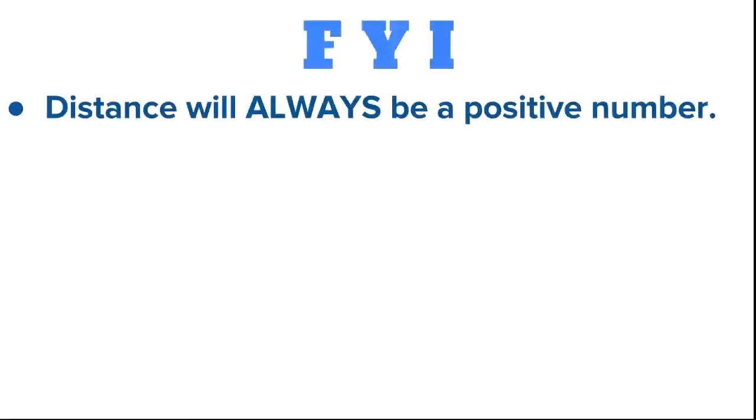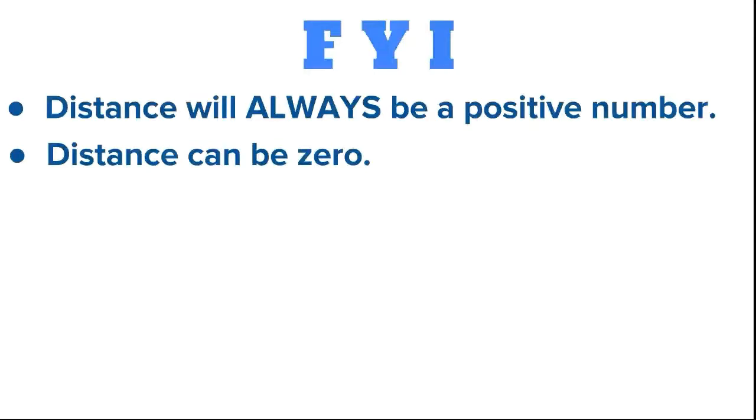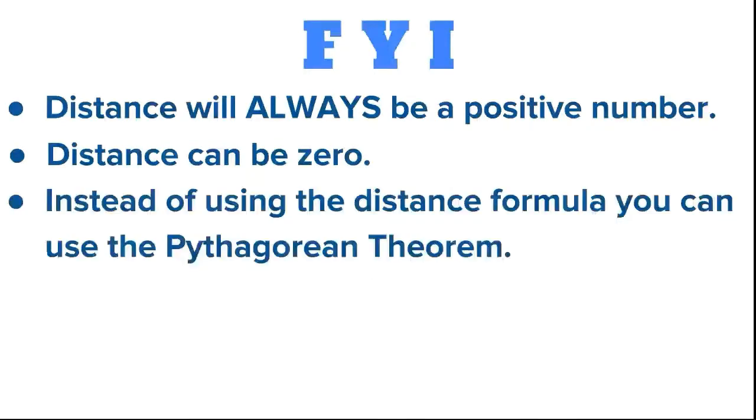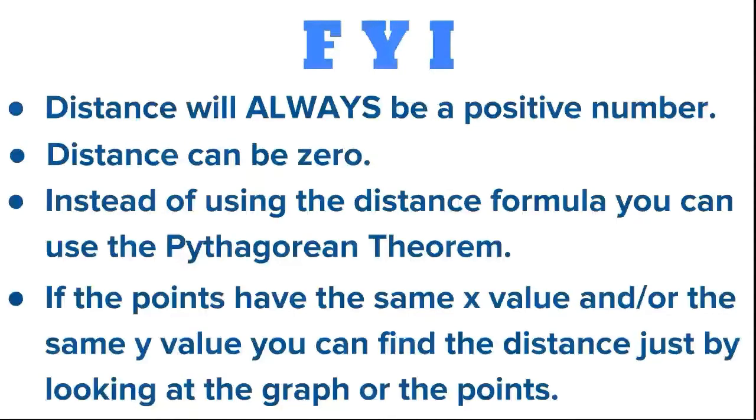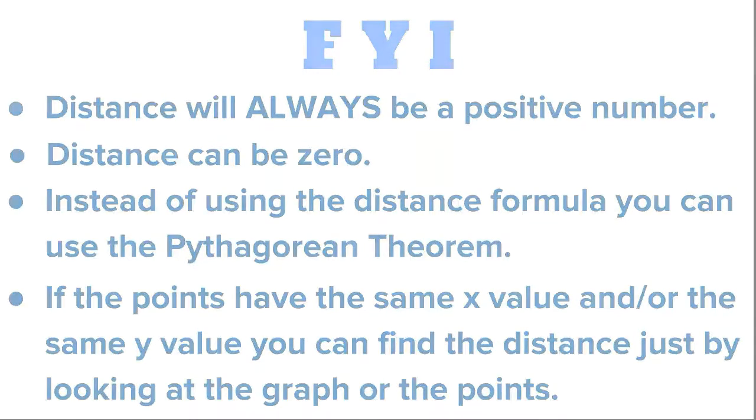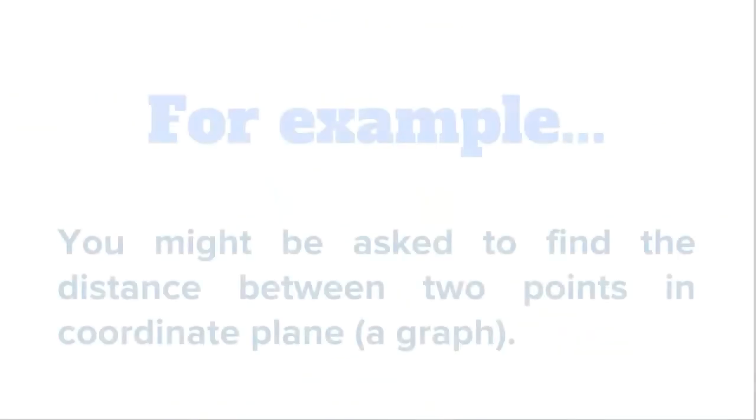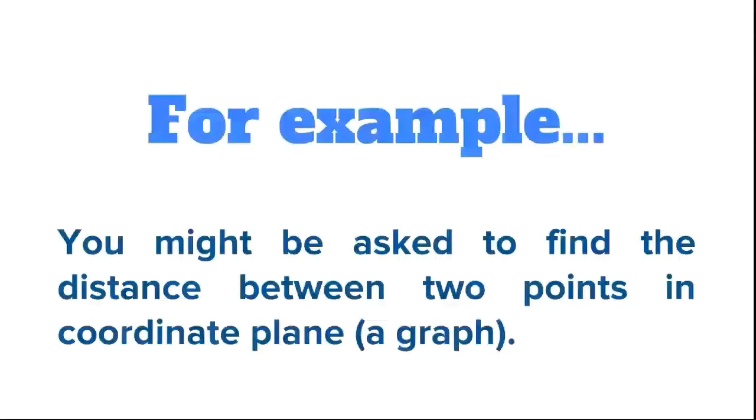For your information, distance will always be a positive number. Distance can be 0. Instead of using the distance formula, you can use the Pythagorean theorem. And if the points have the same x values and/or the same y values, you can find the distance just by looking at the graphs or points. For example, you might be asked to find the distance between 2 points in a coordinate plane, or a graph.